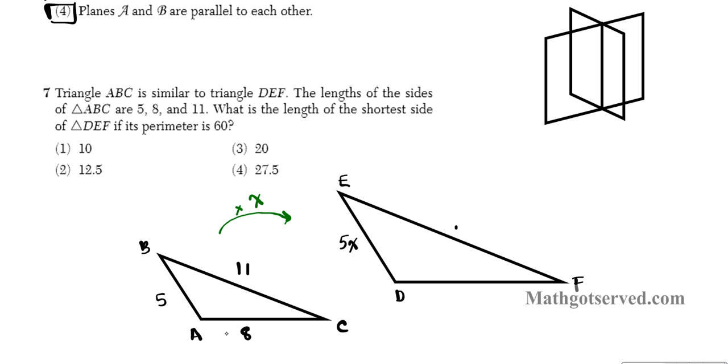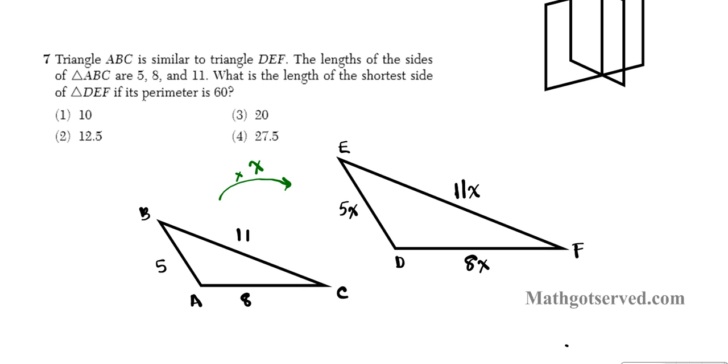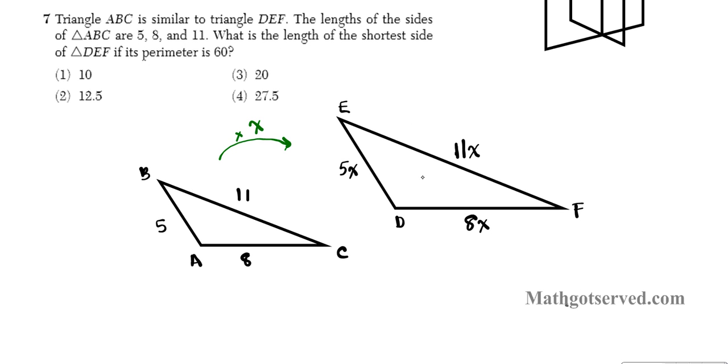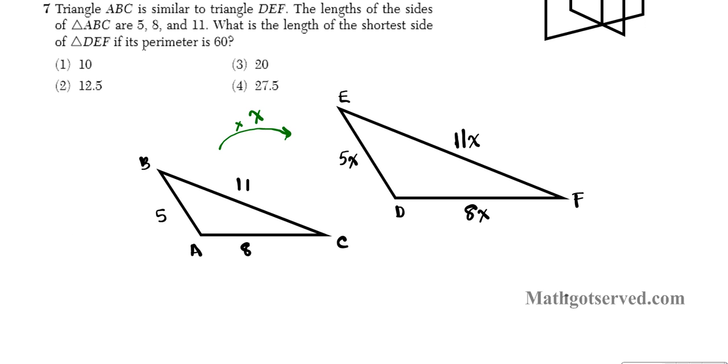And then to dilate this side to this side, we're scaling it by a factor of x, so this is going to be 8x. And this side is going to be 11x, okay? So anytime you have similar triangles, every corresponding side is in proportion, basically multiplying by the same number to generate the corresponding sides of the similar triangle, all right? So we know that the perimeter of the image, the bigger triangle, is 60. So can we formulate an algebraic equation using that information?